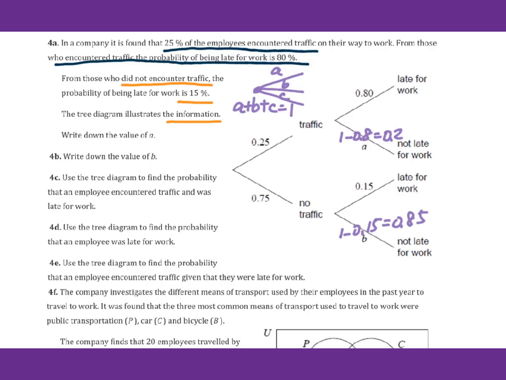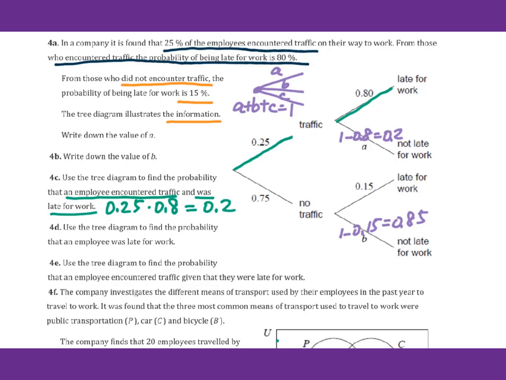Look at the C. Use the tree diagram to find the probability that an employee encountered traffic and was late for work. Encounter traffic, it will be this line. Then was late for work, it's this line. So the multiplication of these two will be the probability. 0.25 times 0.8, you will get 0.2.